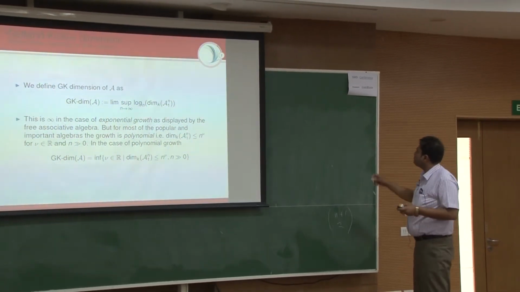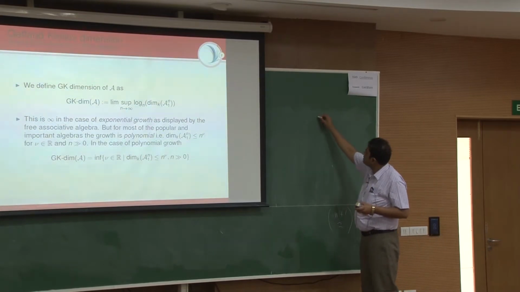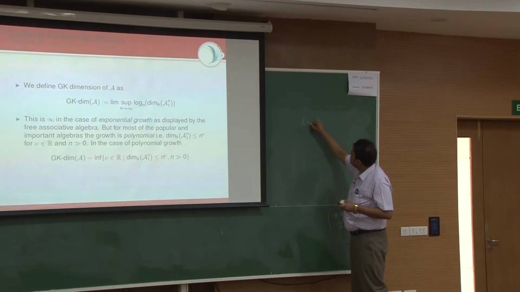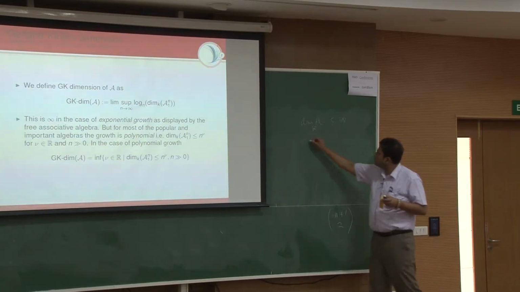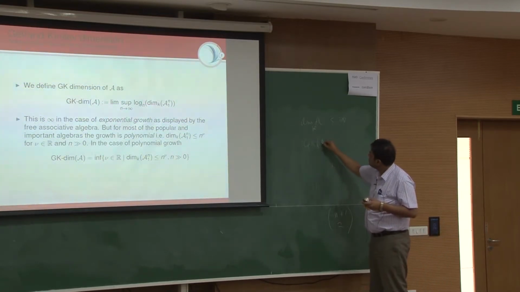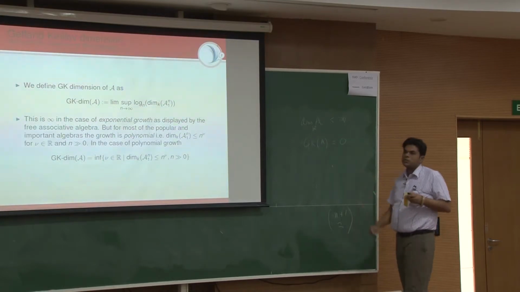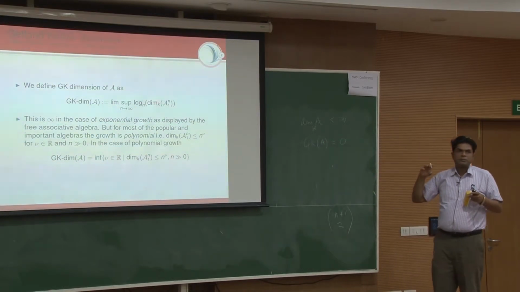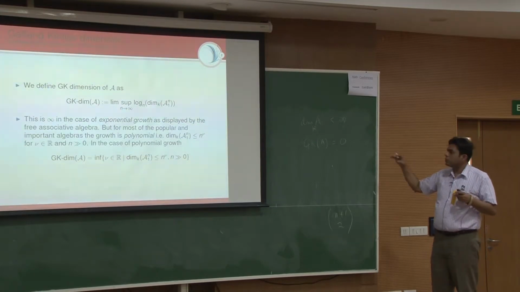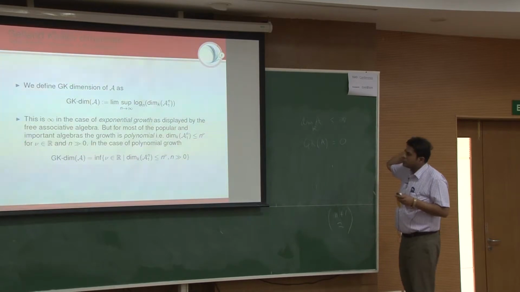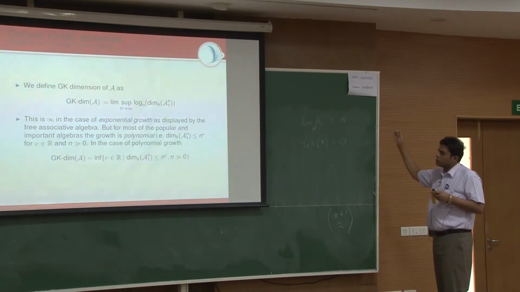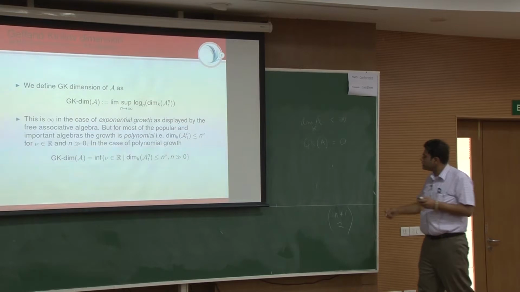Okay, now suppose that our algebra A is finite dimensional. So the dimension of A over K is finite, then the Gelfand-Kirillov dimension is 0. So in other words, finite dimensional algebras are our base point for the Gelfand-Kirillov dimension. Then we can look at what are the algebras which have Gelfand-Kirillov dimension 1 and so on. Now there are some basic results.